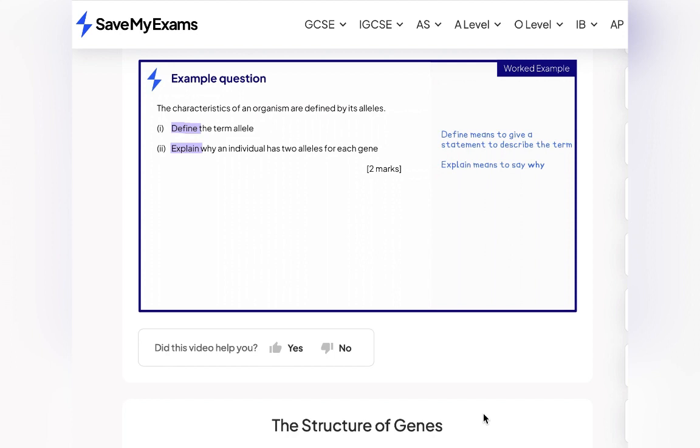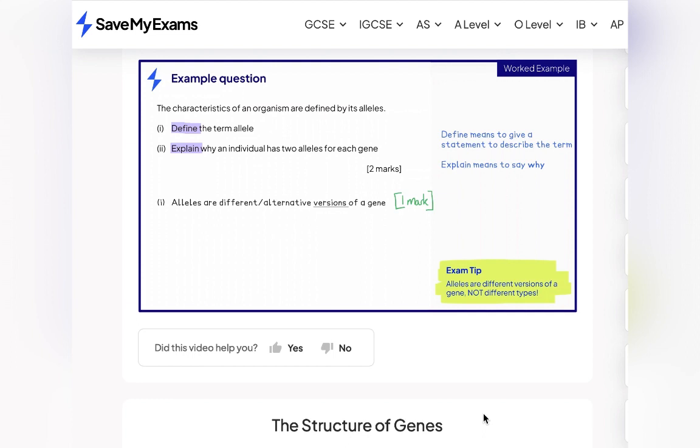The wording of your definition is important. Alleles are different variations or versions of a gene. This is worth 1 mark. Be sure not to say that they are different types of a gene, because that might imply that they are completely different genes for different characteristics. For example, one gene for hair colour and one gene for blood type.